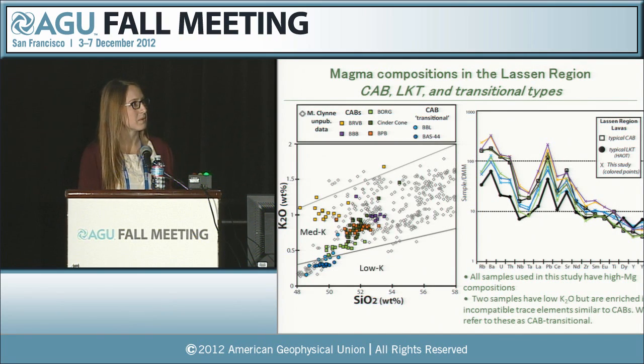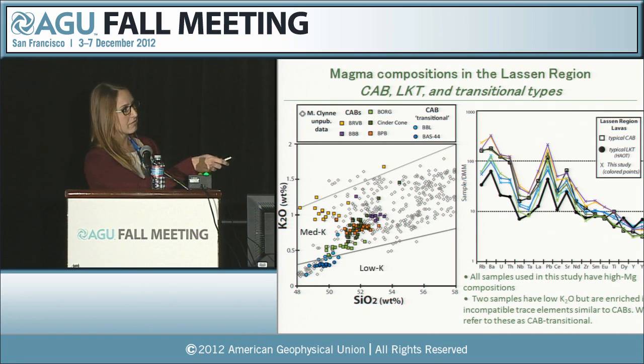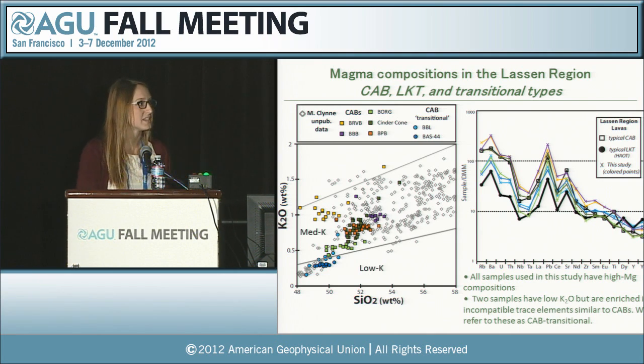First, comparing our magmas to others in the Lassen region. Here we have K2O versus silica on the left, for every single one of our melt inclusions. And on the right, we have the average trace element composition for each cone, normalized to depleted MORB mantle. And we also show a typical LKT and typical CAB from the Lassen region.